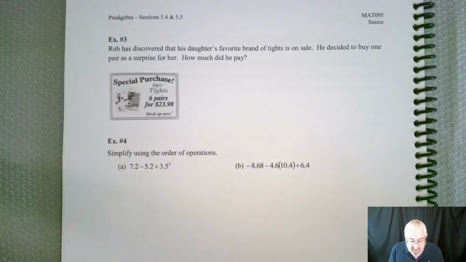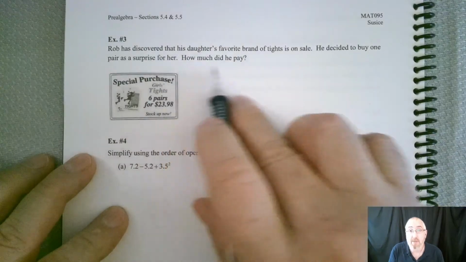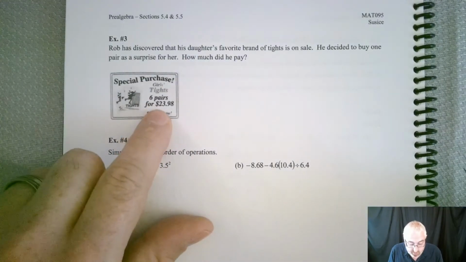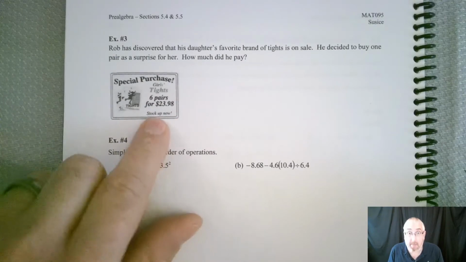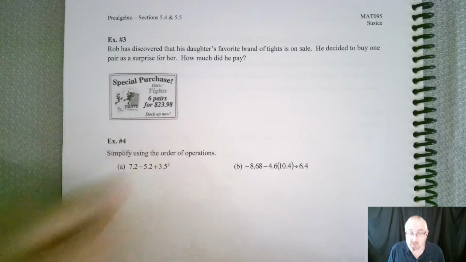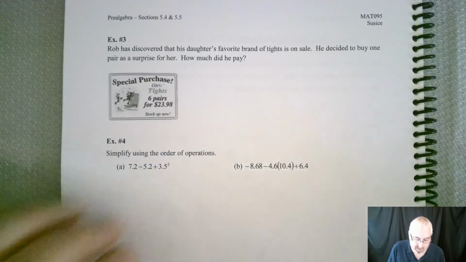Rob has discovered that his daughter's favorite brand of tights is on sale. Bonus, big time bonus. He decided to buy 1 pair as a surprise for her. How much did he pay? So the ad says 6 pairs for $23.98. Stock up now. So, well, how much would 1 pair be? What do we got to do? Yeah, we got to divide.